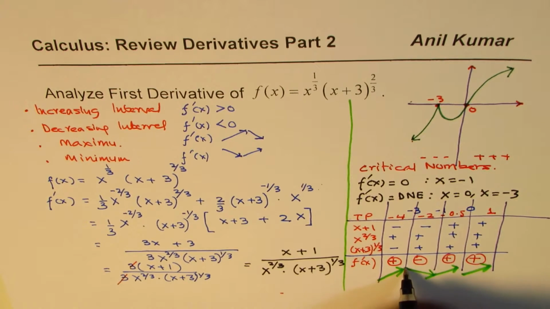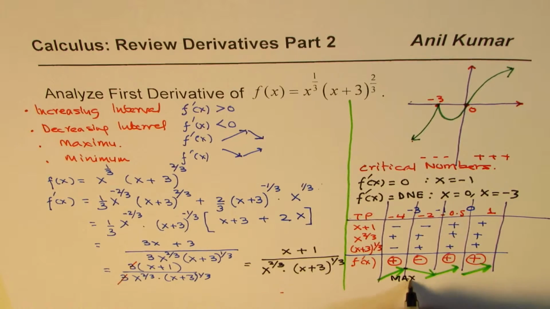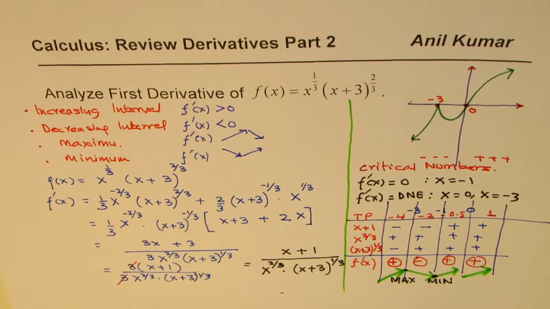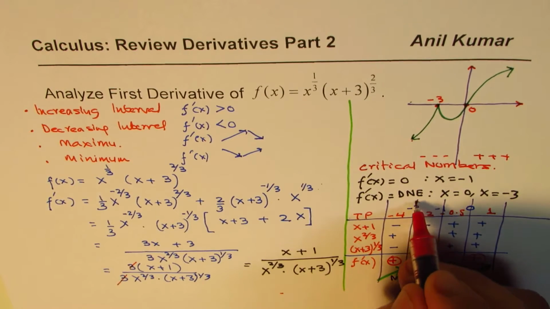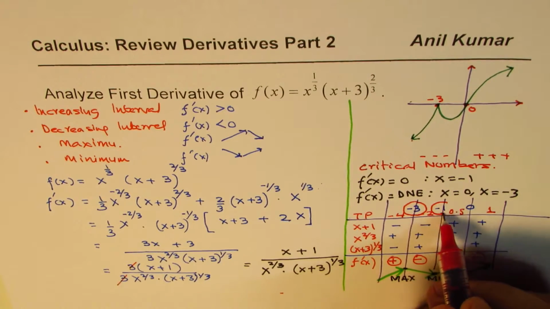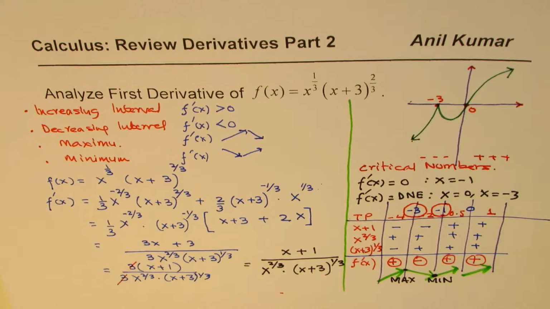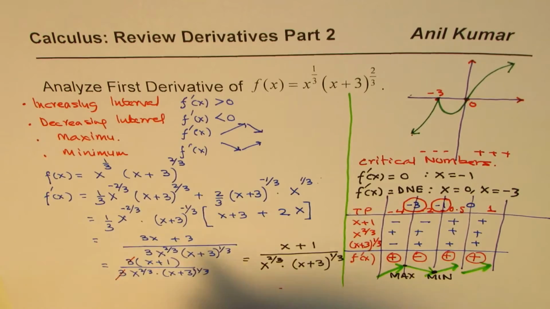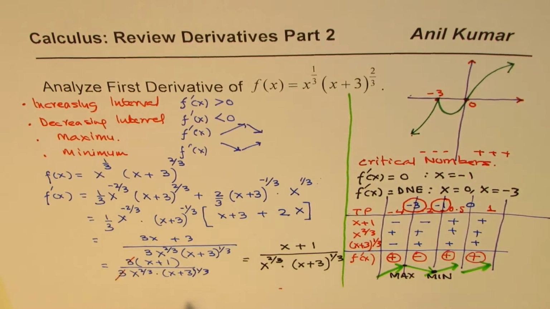So this point here is the maximum. So let me write down max here. And this point here is minimum, right? So this is minimum. So what we have here is maximum at x equals minus 3, and at x equals minus 1, we have a minimum, correct? So let me just push this a bit here. So now we can find what is maximum and what is minimum.